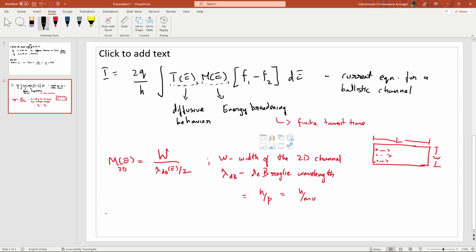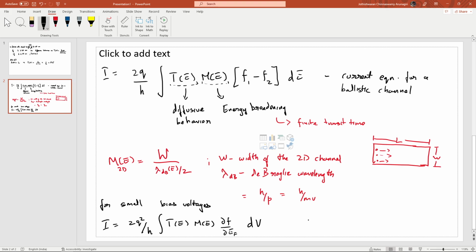And finally, for small bias voltages, the current equation becomes 2q squared upon h, integral of dE, M of E, times, assuming that the source and drain materials are identical, the Fermi window function, dou f by dou E. I'm not going into the derivations because those must have been covered in the course by now.